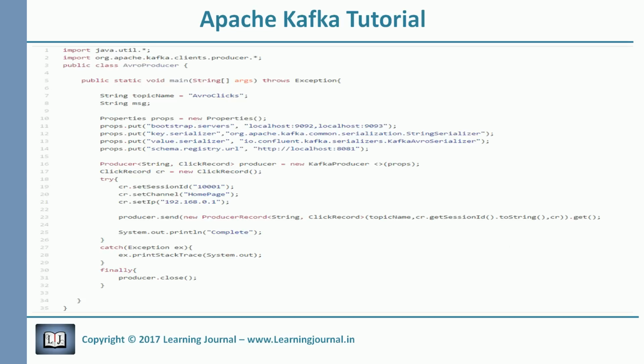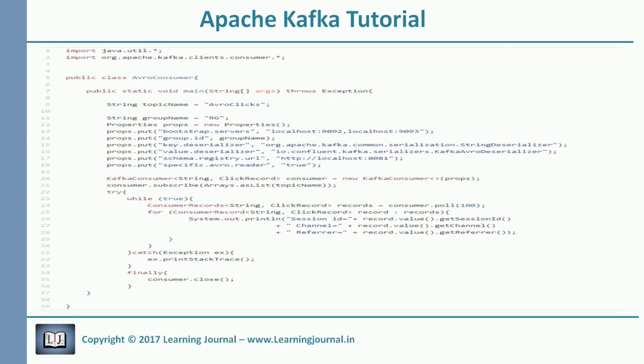Okay, let's come back to our producer code. After setting up all the properties, everything else is straightforward. We create a click record object, set values for the fields, and send it to Kafka broker. I hope you remember that we generated the source code for this click record class using Avro tool. Now we are using it in our producer. That's all we do in a producer. Now let's look at the consumer code.